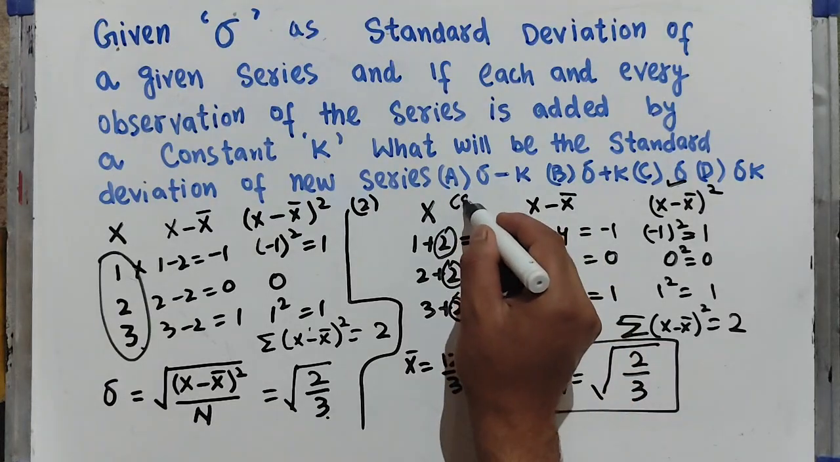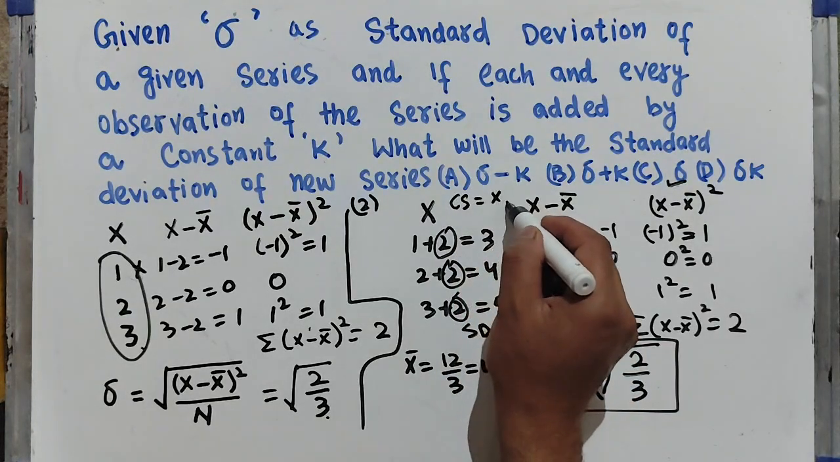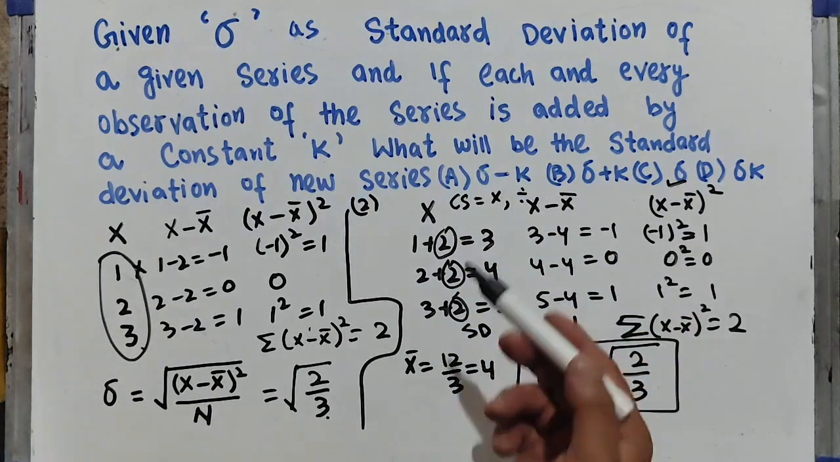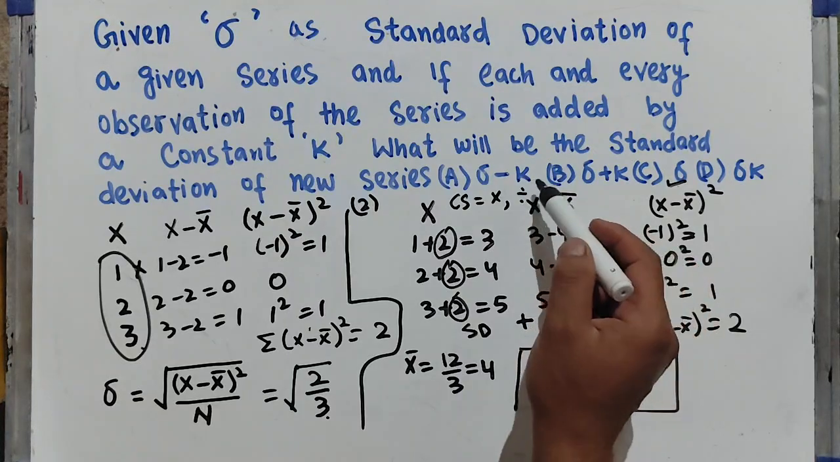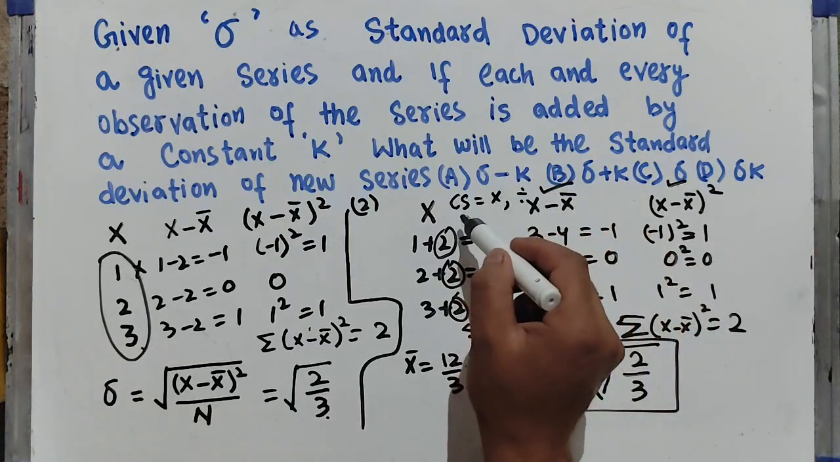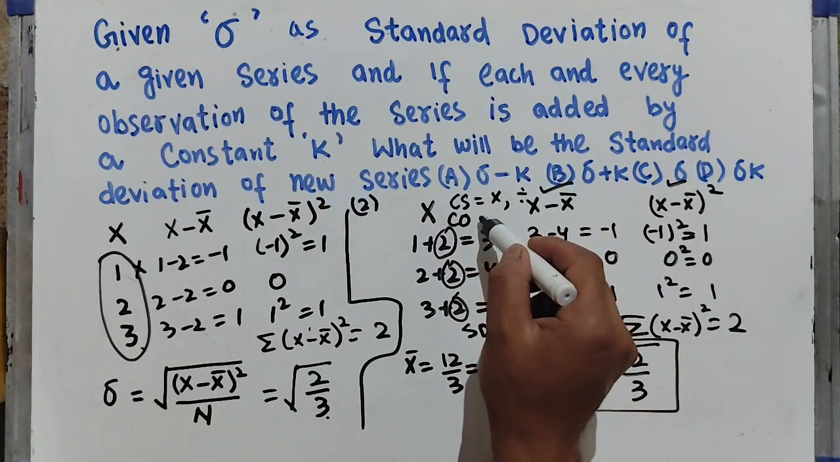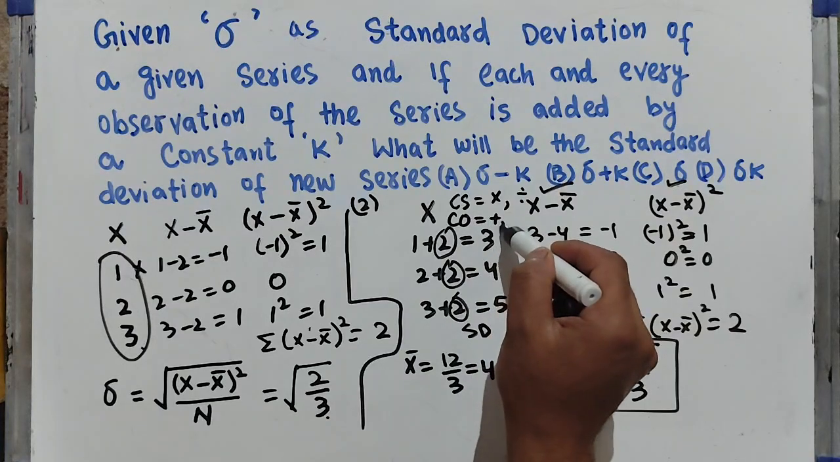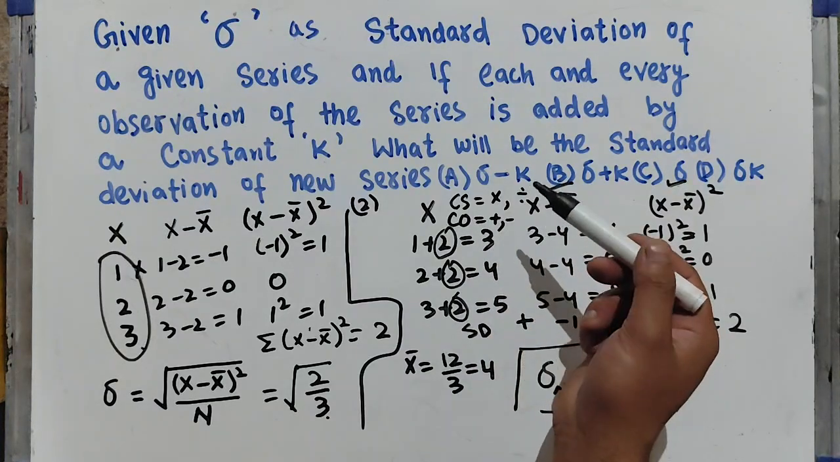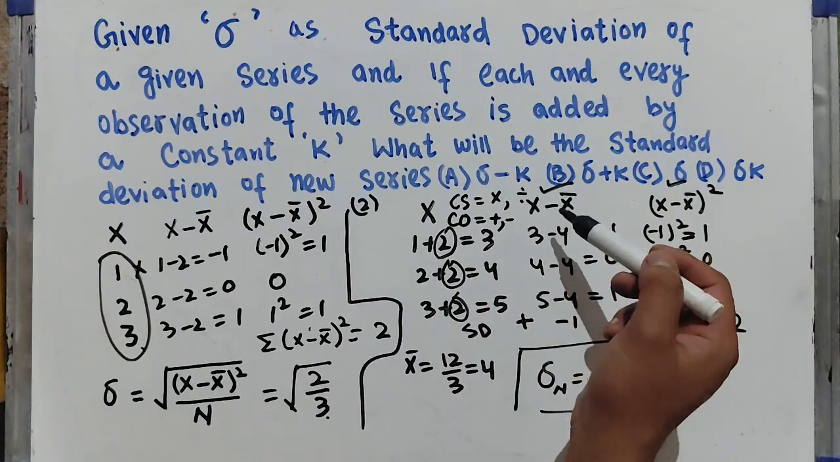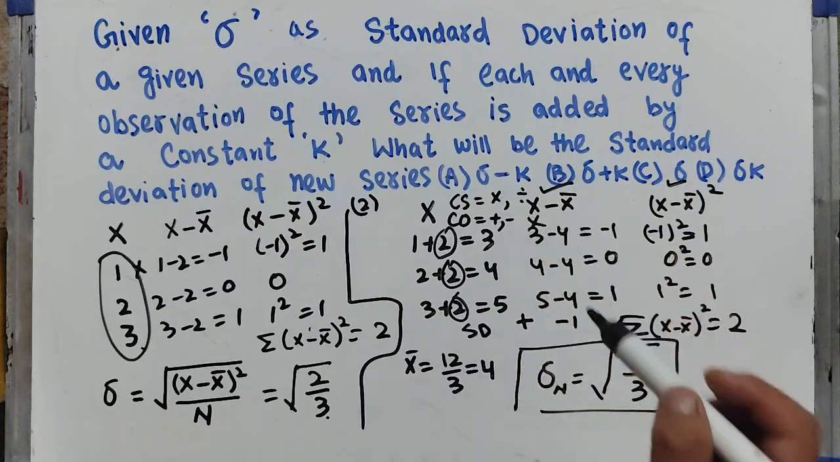So change in scale means multiplication and division of each observation, and it affects the standard deviation. But change in origin means addition or subtraction of each observation in a series. It does not affect the standard deviation.